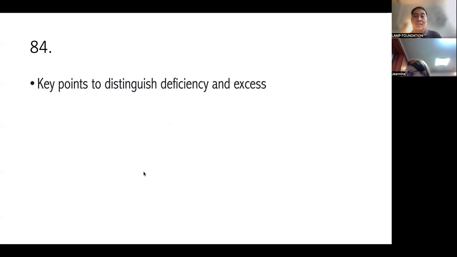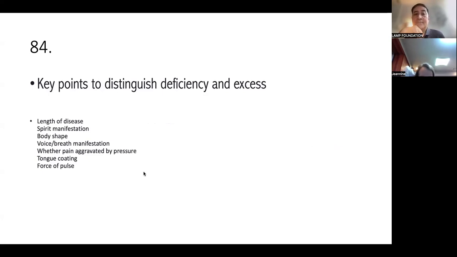Number 84. What are the key points to distinguish deficiency and excess? Body types, voice, breath, manifestation, aggravated by pressure, tongue coating, pulse. Let me ask you, length of disease, which one is of longer duration, deficiency or excess? Deficiency. Very good. So I don't have to ask more.